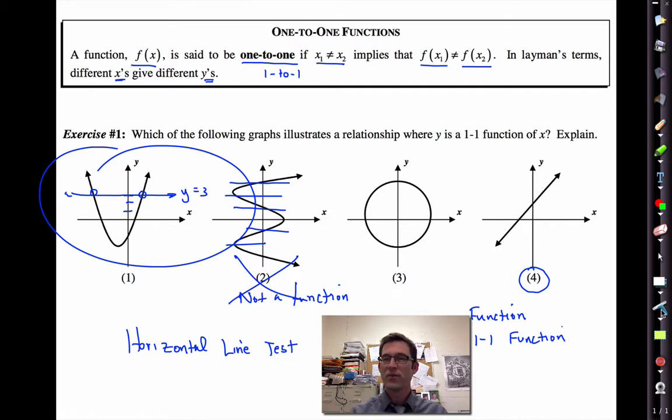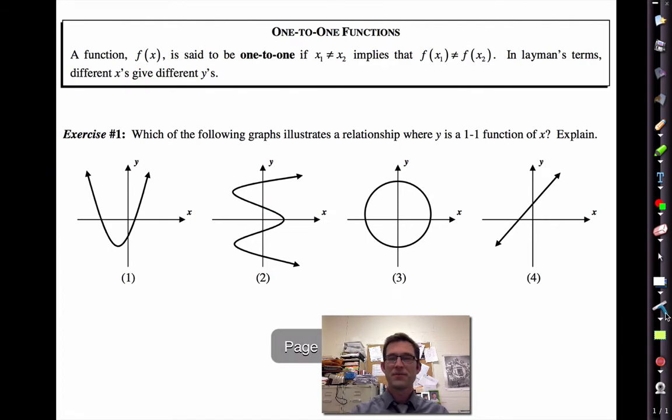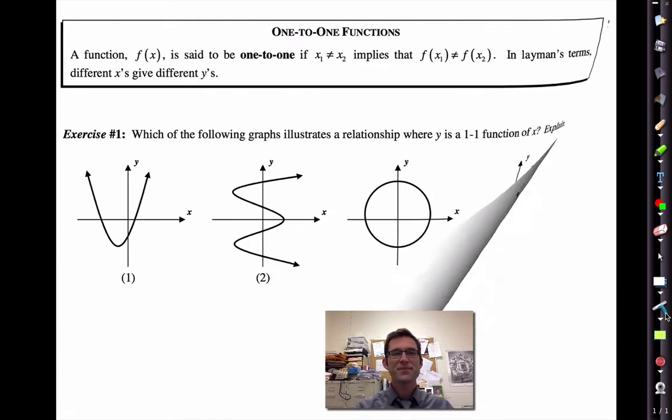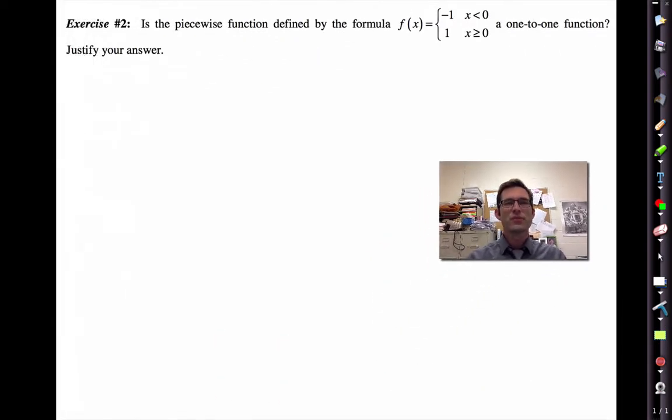All right, here we go. All gone? Let's keep moving on. Exercise number 2 just asks a very simple question. Is the piecewise function defined by the formula f of x equals, and then you can read that piecewise formula, is this a one-to-one function?